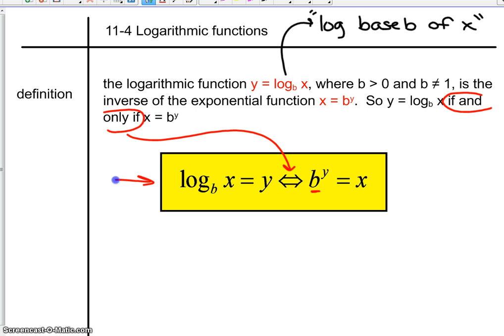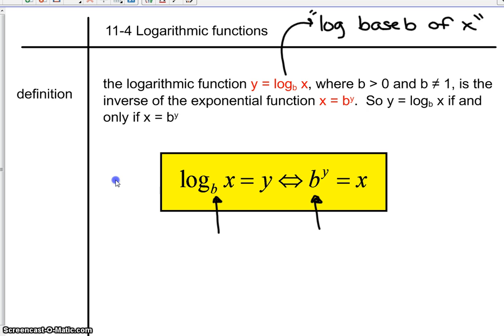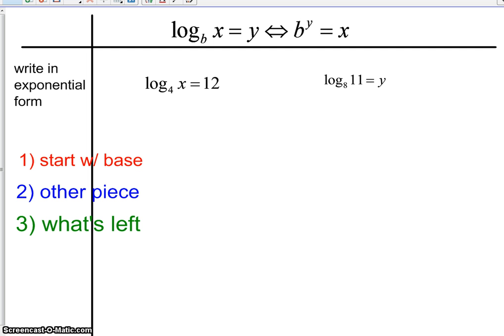Now, the big thing when we start looking at these is rewriting from one form to the other. And the big thing here, as I always preach, is that b is your base, and the base is going to be the same. So log base b of x, and the base of my exponent is b. The book uses a, but I like to use b because I think people remember that it means base.